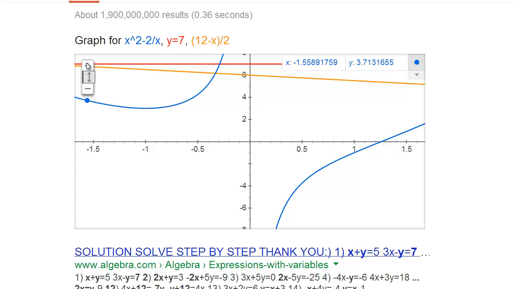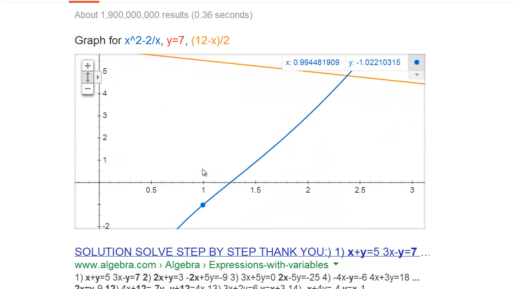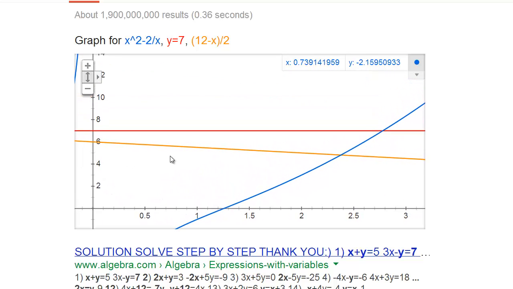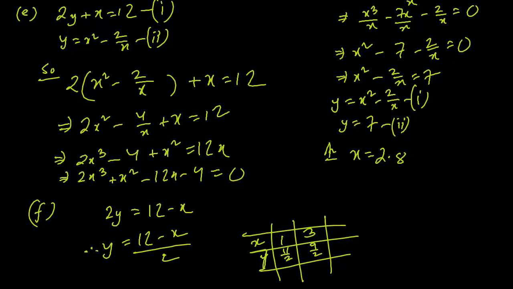So let me rearrange again. Okay, this is better. So this is the orange here. y equals 12 minus x by 2. So let's find out where it intersects. So this line, and this is the curve. The blue one is the curve. So the intersect, the value of x we are looking for, 2.4. Do they intersect at exactly 1 point? I guess so. Yes, it intersects at exactly 1 point within this range. So it is going to be 2.4. So the answer is x equals 2.4.